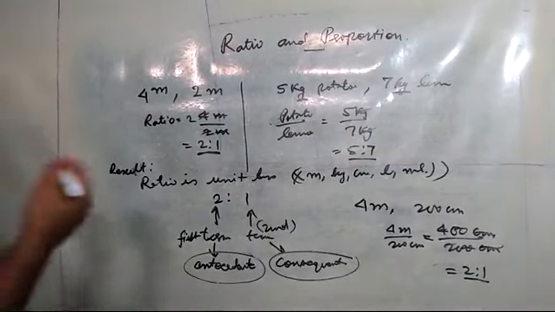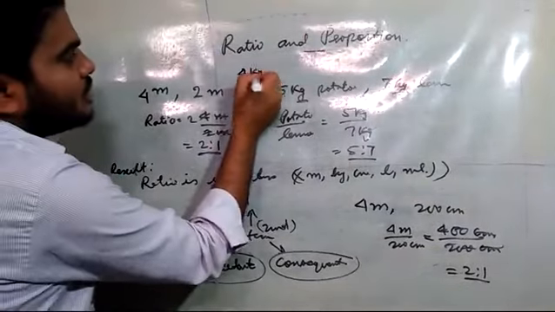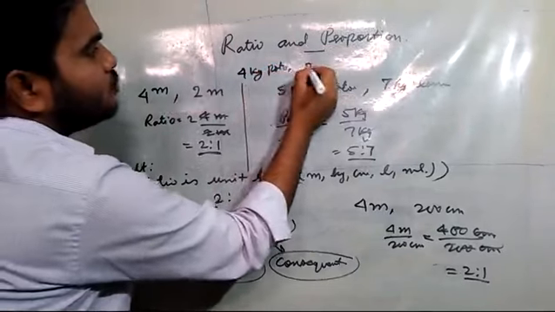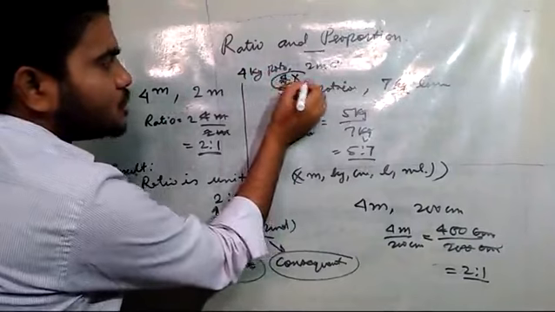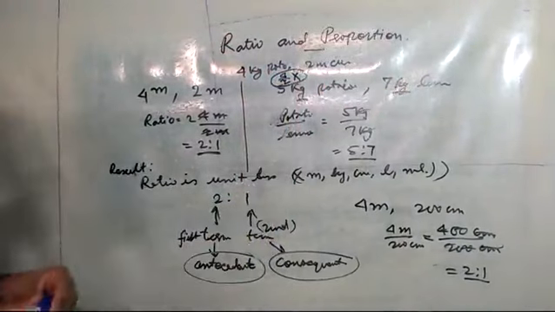If I have 4 kg potato and 2 meter cloth, now 4 upon 2 is not possible. This comparison is meaningless.